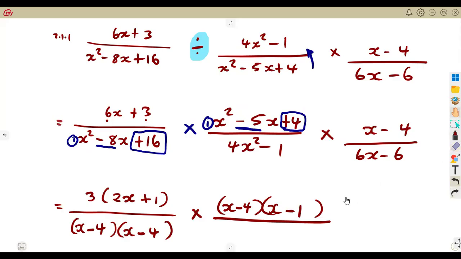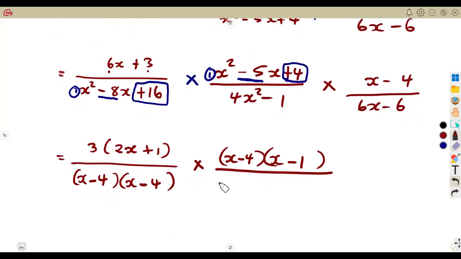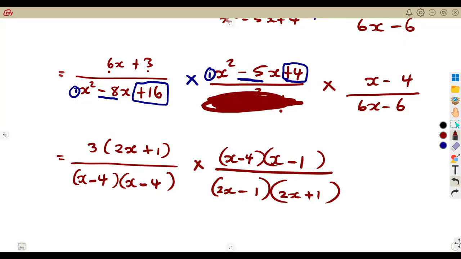4x squared minus 1 in the denominator. It is a difference of 2 squares. You can see that 4 is a perfect square, 1 is a perfect square, x squared is a perfect square. So what is the square root of 4? That is 2. The square root of x squared is x. The square root of 1 is 1. Remember, one bracket subtracts, another bracket is going to add the square roots of what you have there. You find the square root of everything. All right, that's a difference of 2 squares.